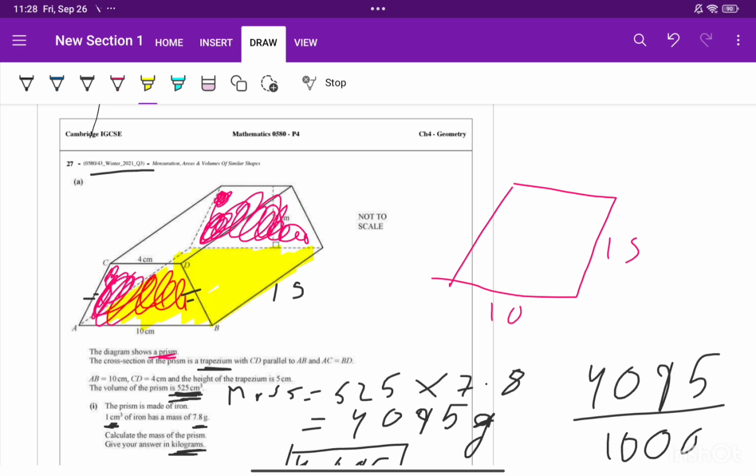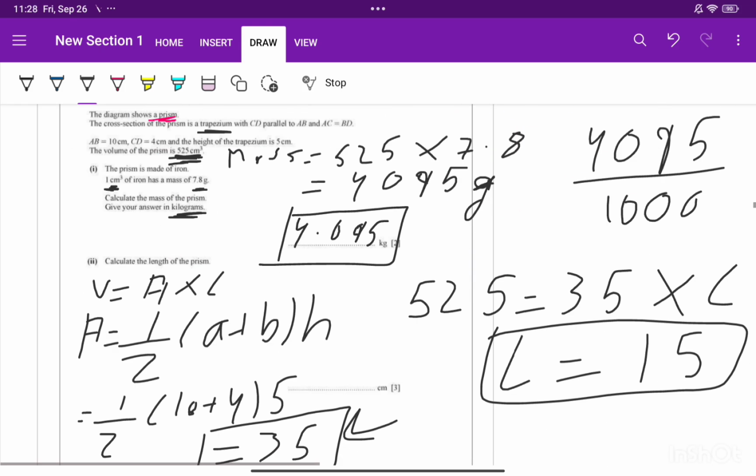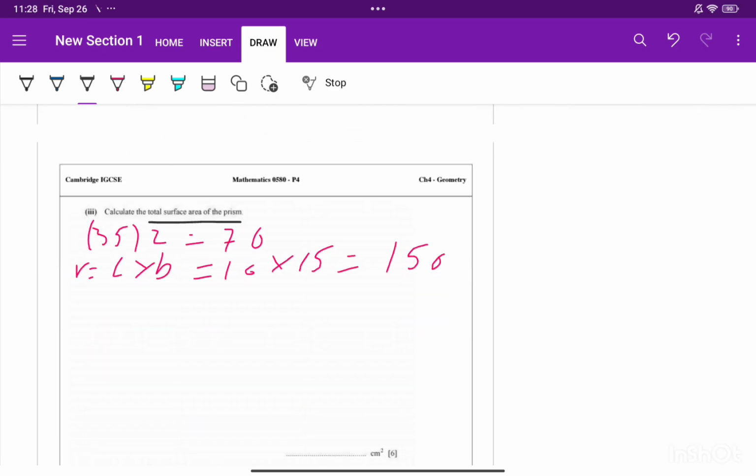Now the top area, the top CD, we need to find this area. So this area is also a rectangle. CD is 4 and this length is 15, which we already found. So 15 multiplied by 4, which will give us 60 centimeter square. Okay.